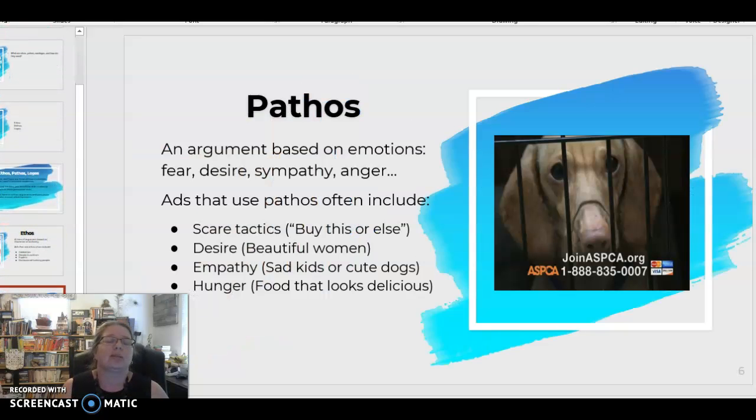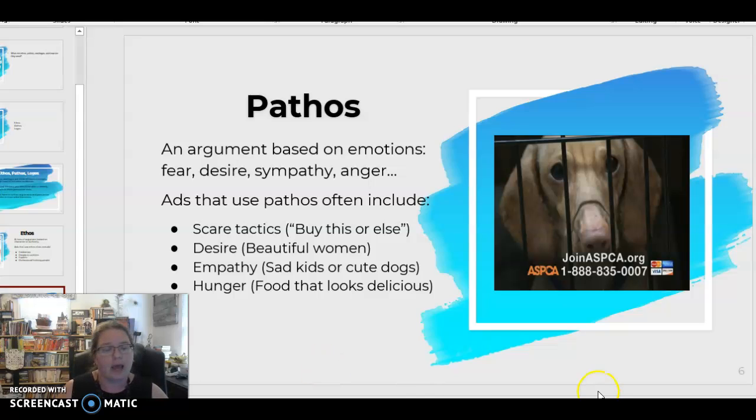Pathos uses emotions to try and change your mind. It's an argumentative technique that relies on any of the emotions out there. It can be fear or desire or empathy or sadness or hunger, any kind of an ad or an argument that makes you feel a specific kind of way. If they're playing on your emotions, that is using the persuasive technique of pathos.